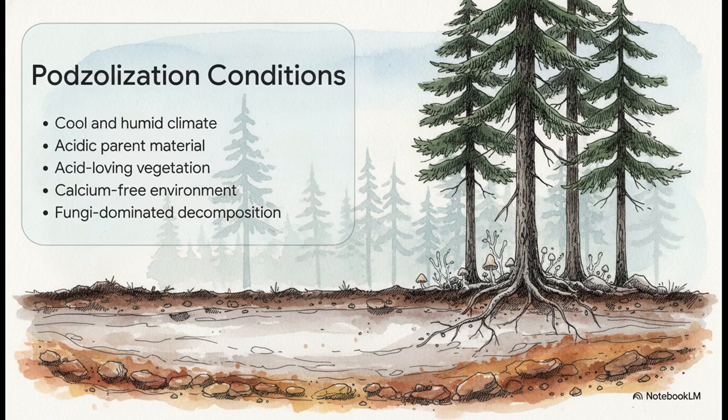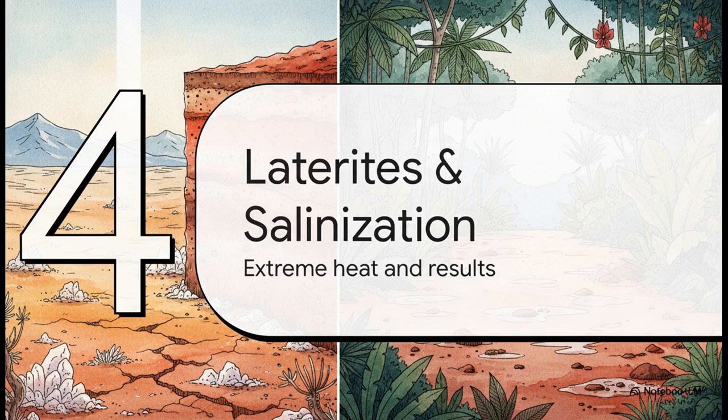Soluble organic acids react with sesquioxides and clays, washing them right out of the upper soil. And what's left behind? A highly acidic, ash-like, bleached horizon that has been totally stripped of its basic nutrients. Which brings us to Section 4, Tropical Laterites and Arid Salinization, Extreme Heat and its Opposing Pedogenic Results.